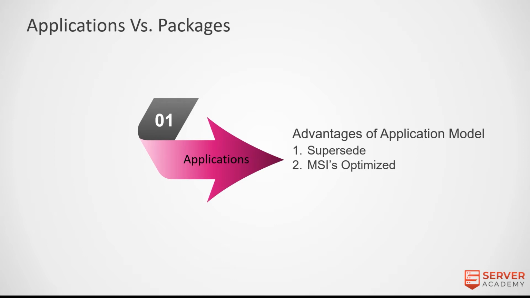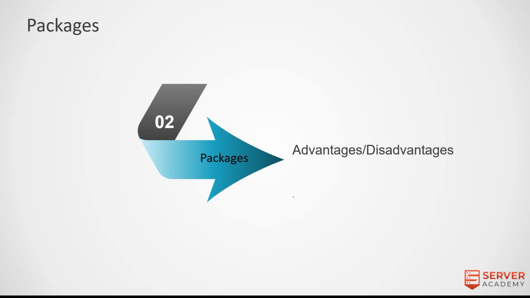The easiest software to deploy is the MSI version of the software, which stands for the Microsoft Installer. The MSI version of the software is optimized for the application model. Packages still have their uses, but packages can't handle all the new functionality of the application model. For example, packages have no supersede function.